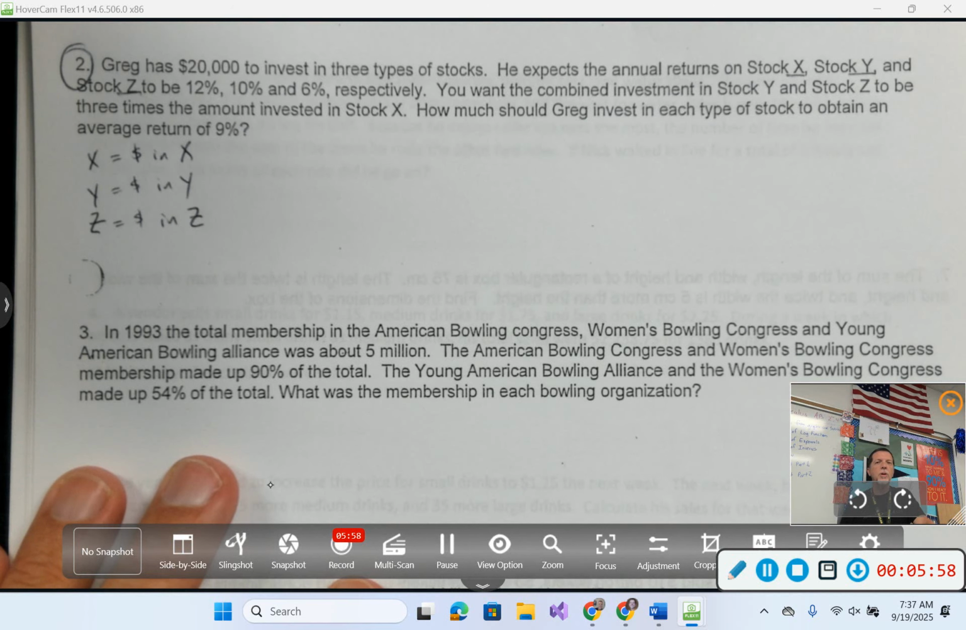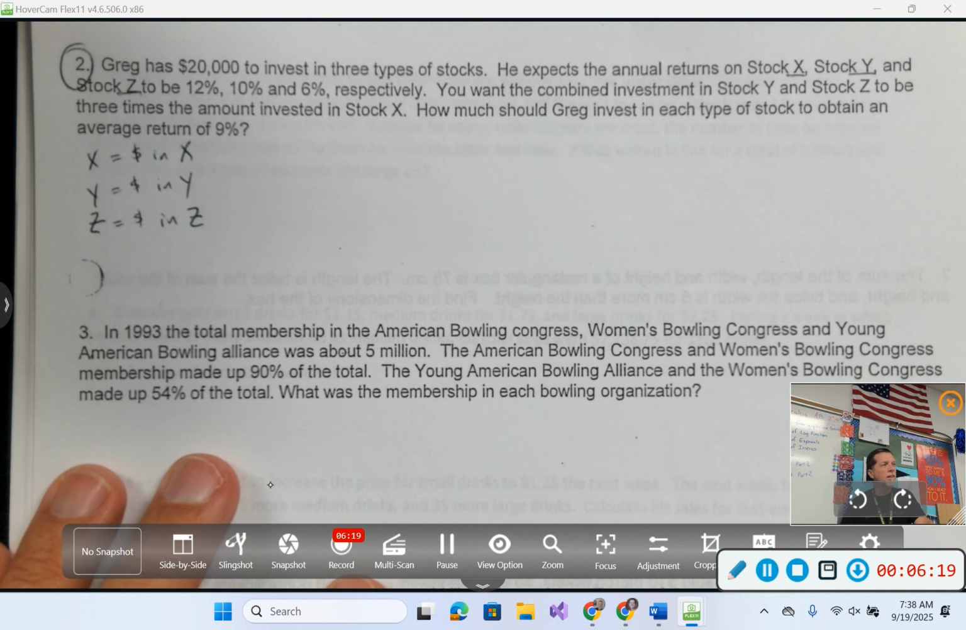Okay, he's got $20,000 to invest. So, what can I do with this? This one's not as explicit as the last one. This one you have to do a little thinking. So, what can I do with that $20,000?